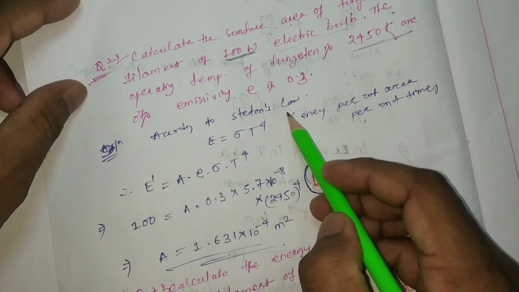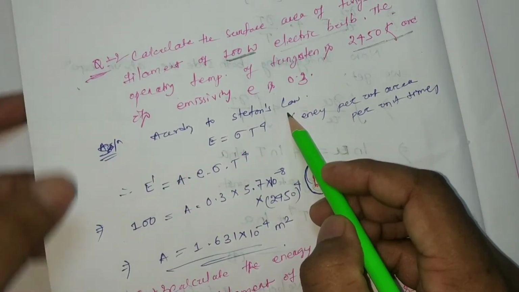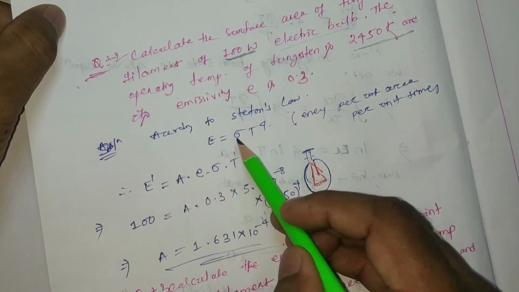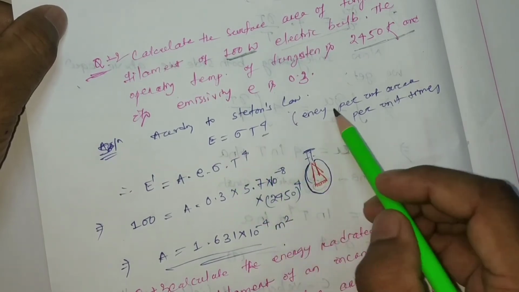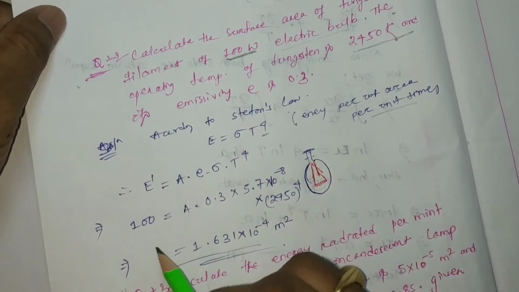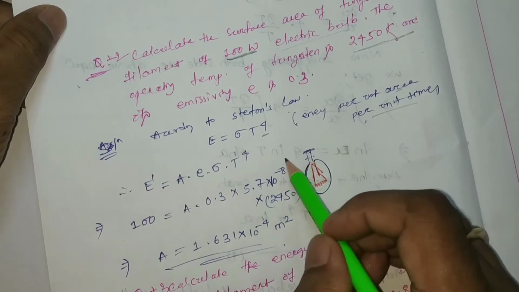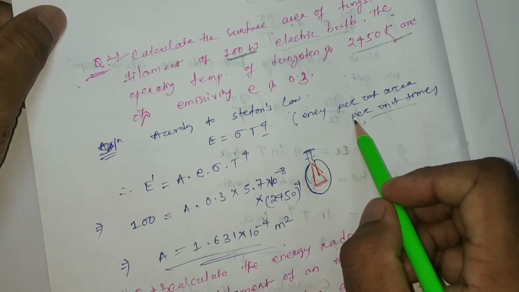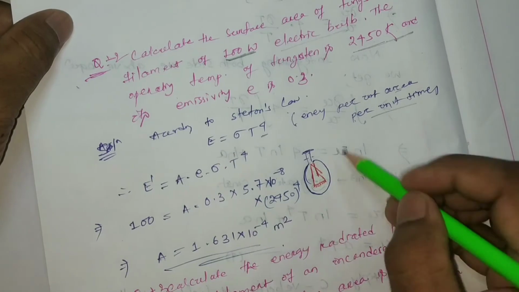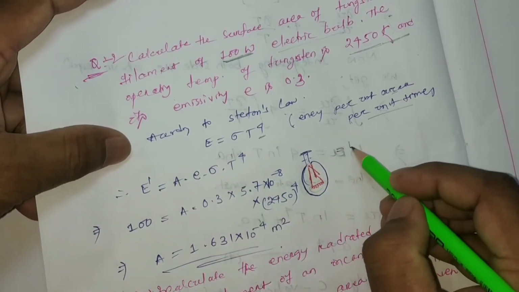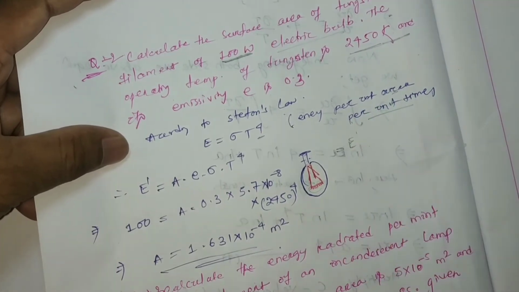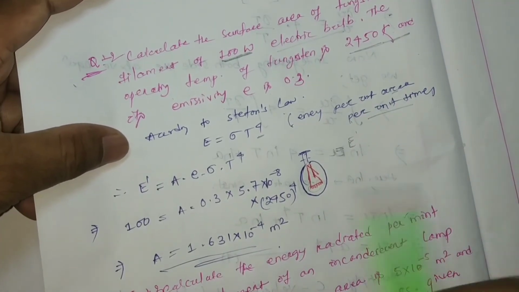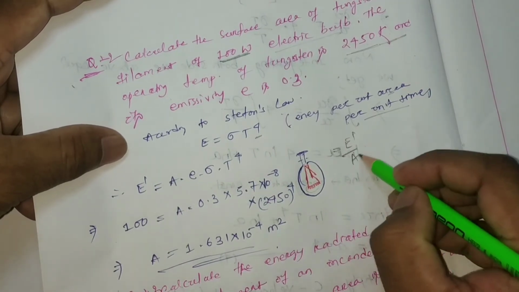So according to Stefan's law, this is the solution: E is nothing but sigma T to the 4. This means energy per unit area per unit time, right? Energy per unit area per unit time. That means here you can write E dash by A equal to sigma into T to the 4.